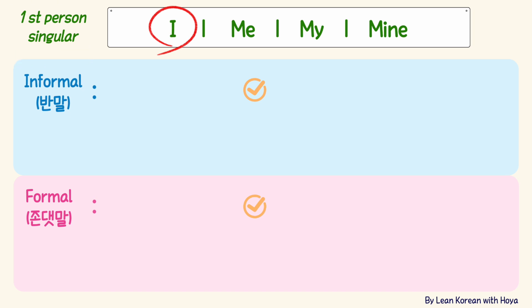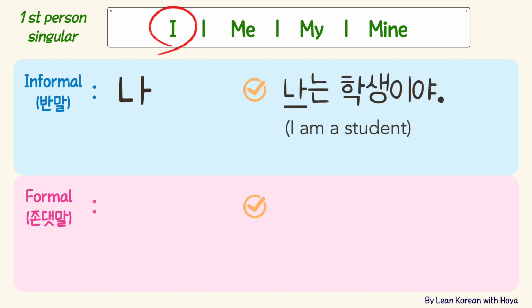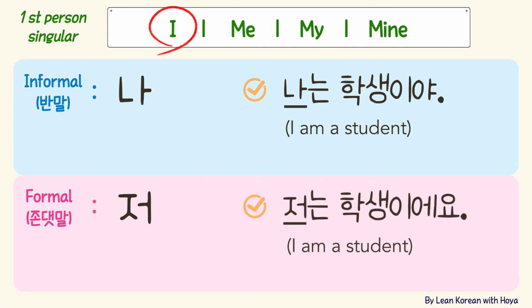The English pronoun I in Korean is 나, 나. And this is used in informal speech. Let's look at the example sentence. I am a student. 나는 학생이야. The formal version of I is 저. 저는 학생이에요.